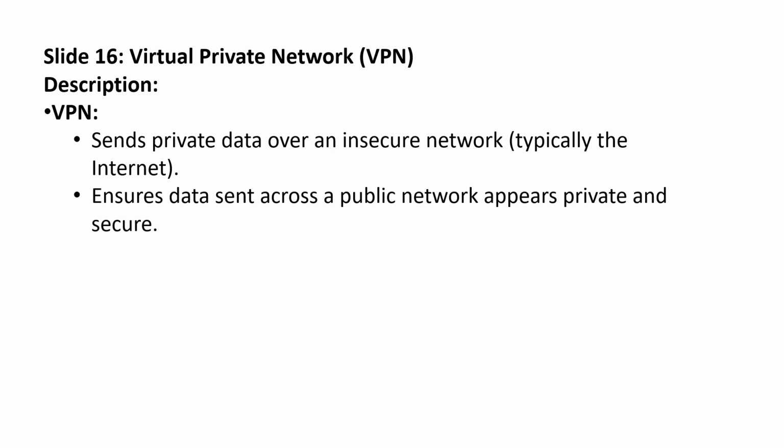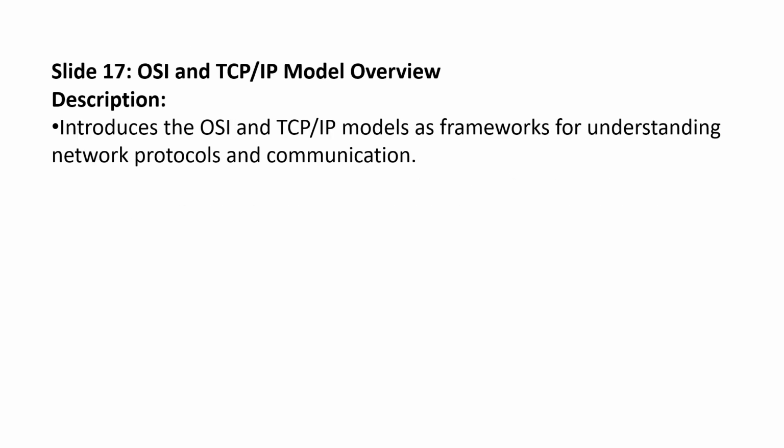Next comes Virtual Private Networks, or VPNs. A VPN is basically used to send private data over an insecure network, typically the internet. It ensures data sent across a public network appears private and secure.